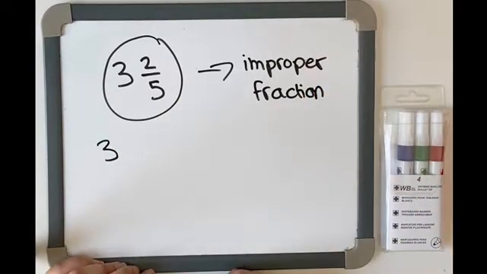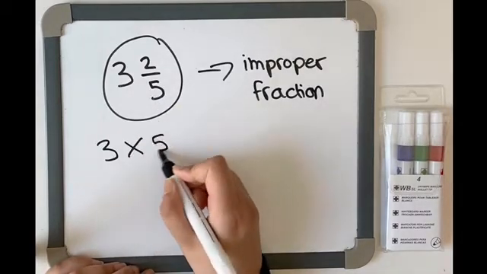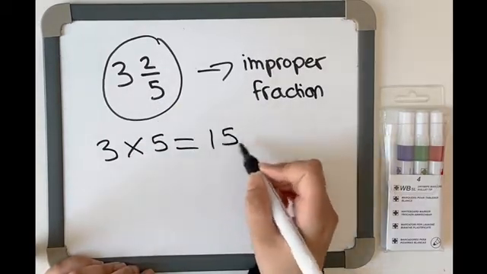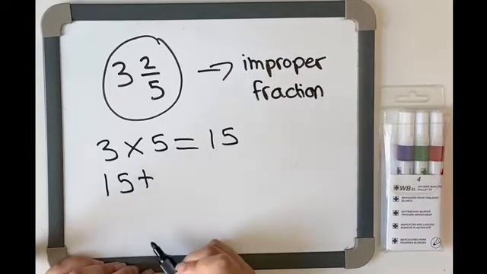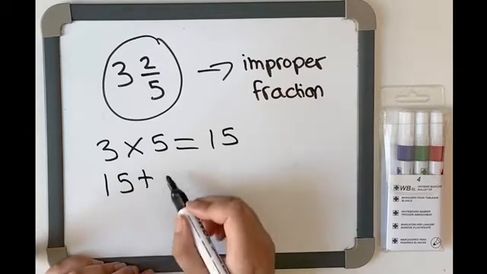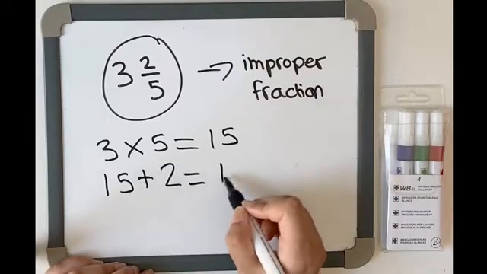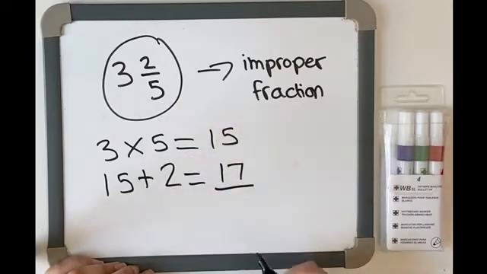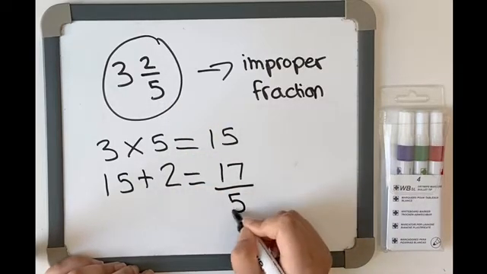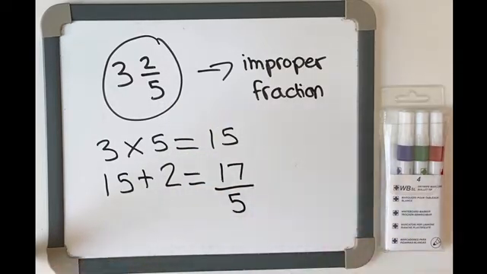We need to multiply it by our denominator, which is 5. 3 times 5 equals 15. We take our answer, 15, and add that to our numerator, which is 2. 15 add 2 equals 17. And we make that into a fraction by adding on our denominator, which is 5. So the answer is 17/5.